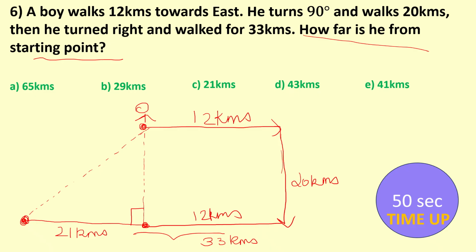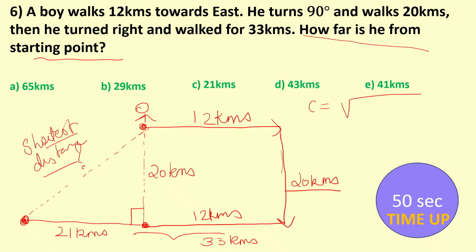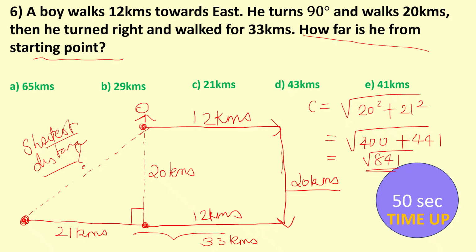ओके. तो अगर ये 20 किलोमीटर्स है तो ये भी क्या होगा? 20 किलोमीटर्स होगा. ओके. और ये अपना 21 किलोमीटर्स हुआ. तो ये फाइंड आउट करने में इजी है. शॉर्टेस्ट डिस्टेंस, यही हमारा शॉर्टेस्ट डिस्टेंस होगा, हाइपोटेनस. ओके. तो C इज इक्वल टू रूट ऑफ 20 स्क्वायर प्लस 21 स्क्वायर. 20 का स्क्वायर मालूम है? 400. 21 का स्क्वायर 441. ओके. तो रूट ऑफ क्या मिला हमको? 841.